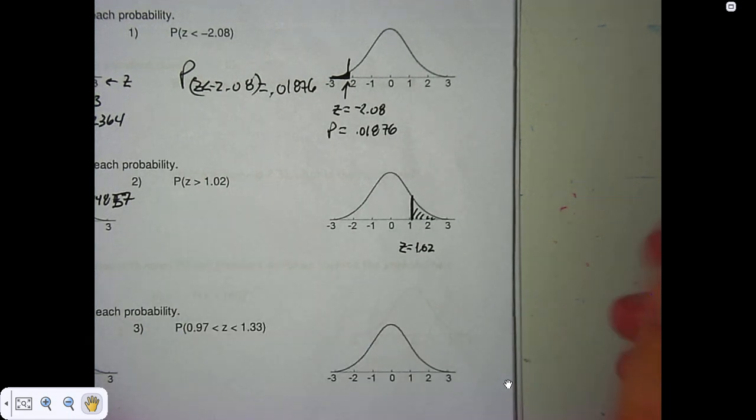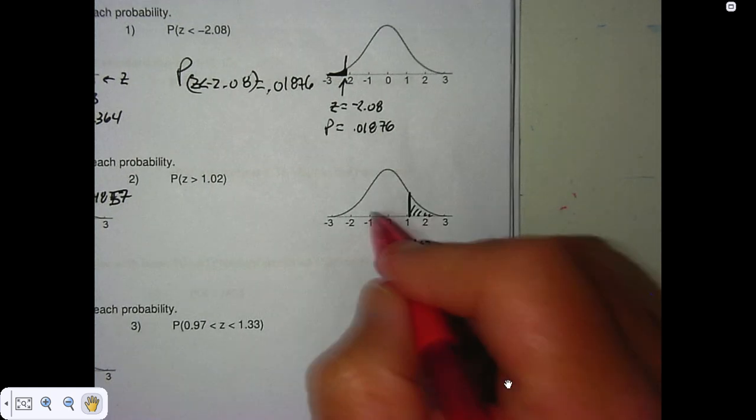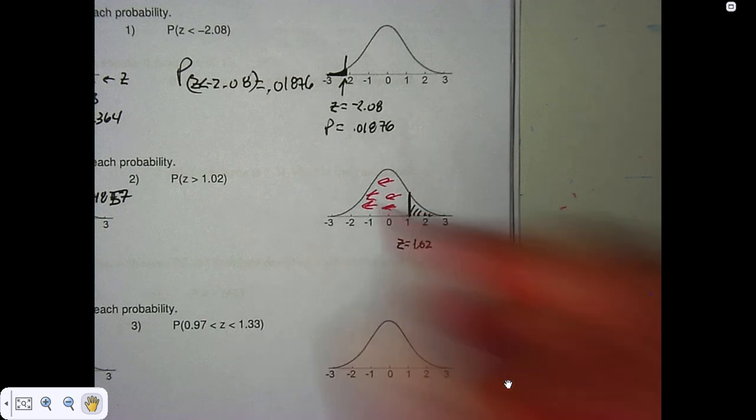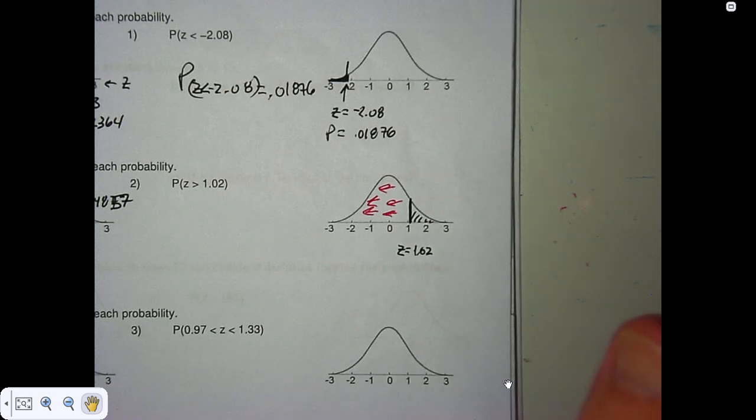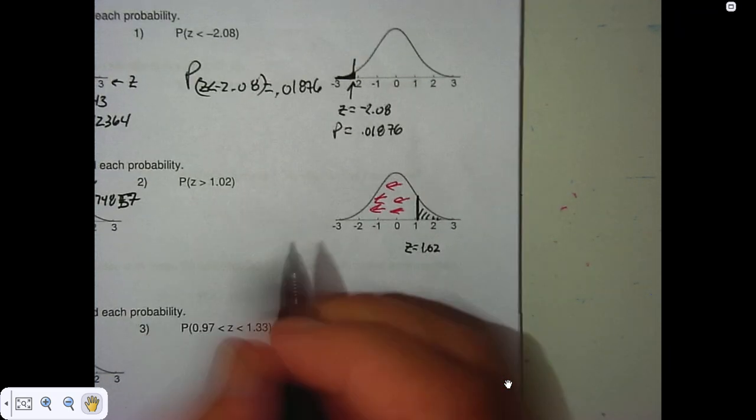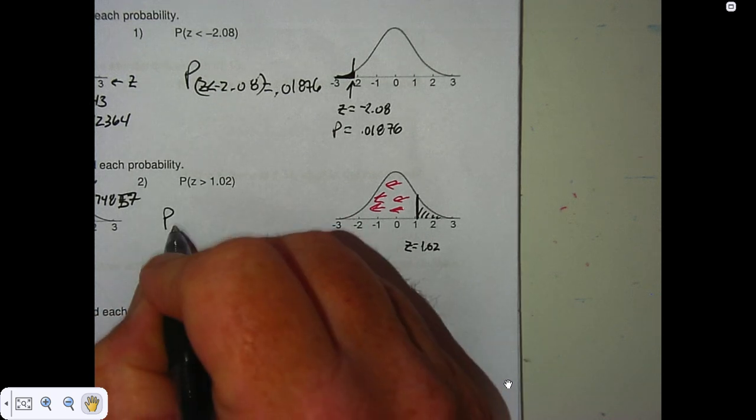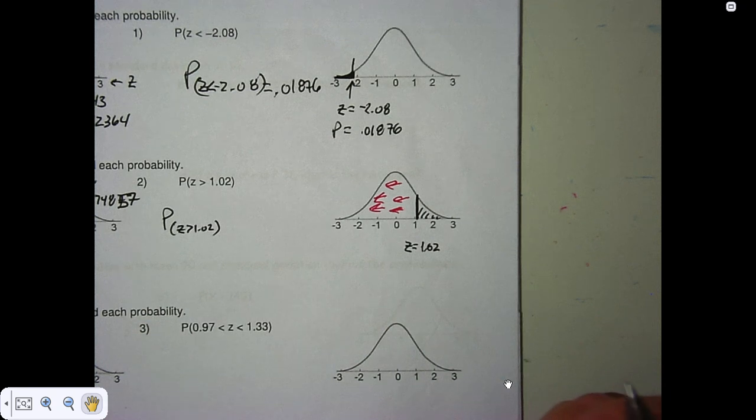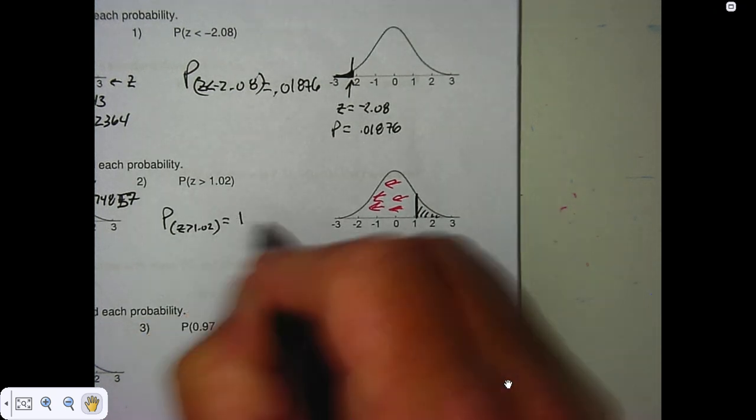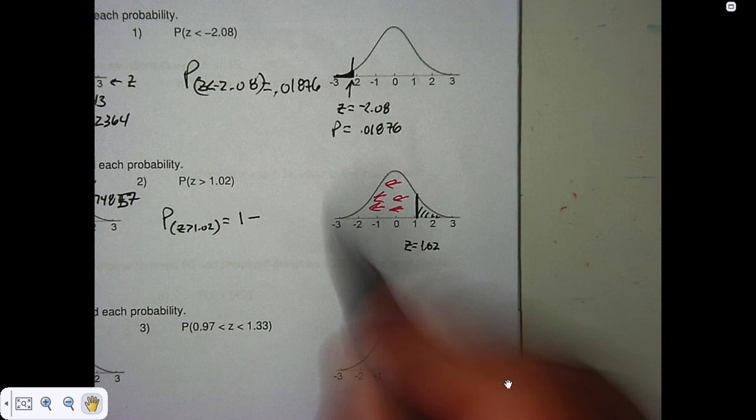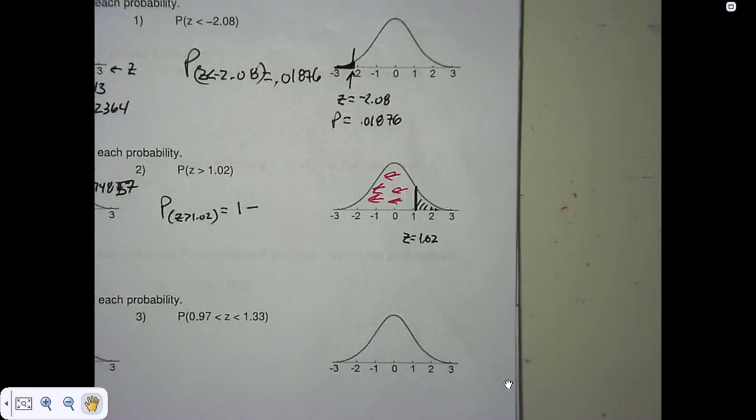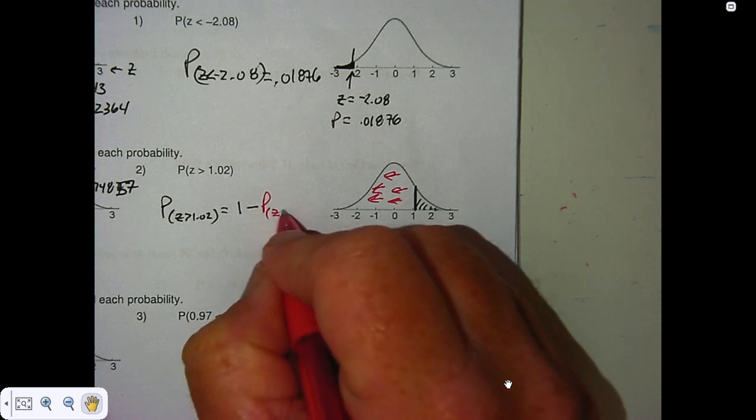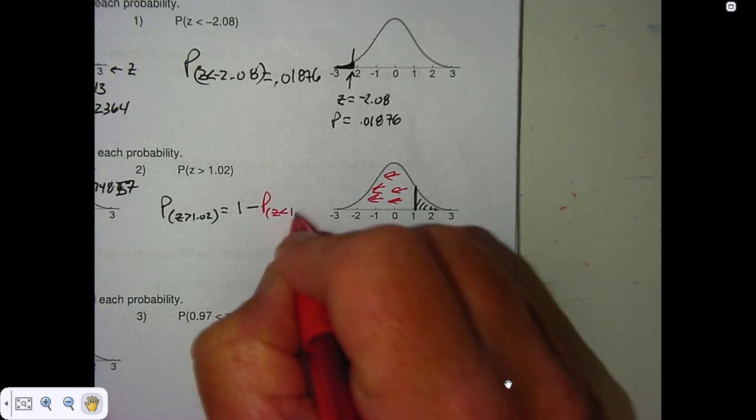Okay? So what I'm going to do is figure out this area from the table. So the probability that my z-score is greater than 1.02 is going to equal 1 minus, because the entire curve is 1, minus the red area, which is the probability of z being less than 1.02.